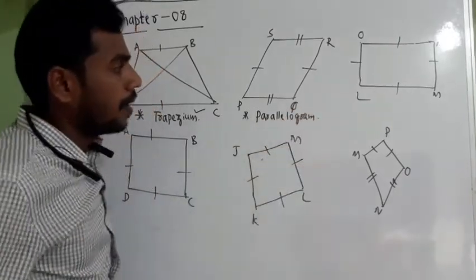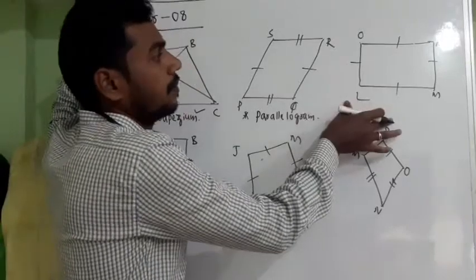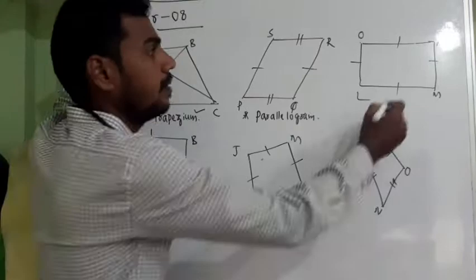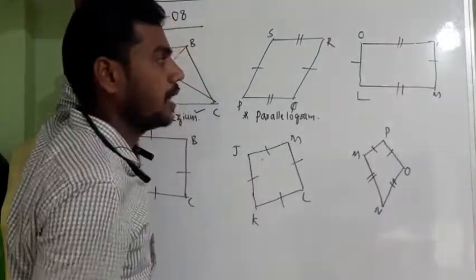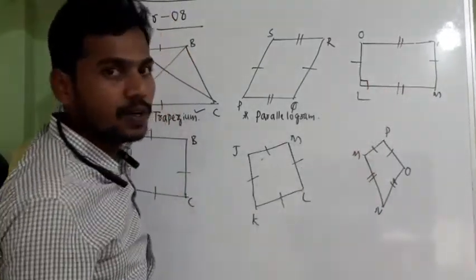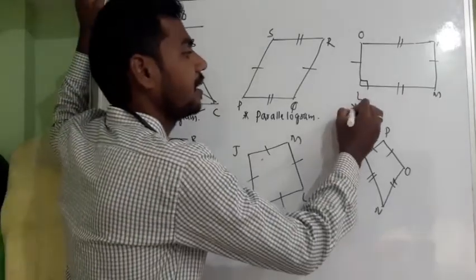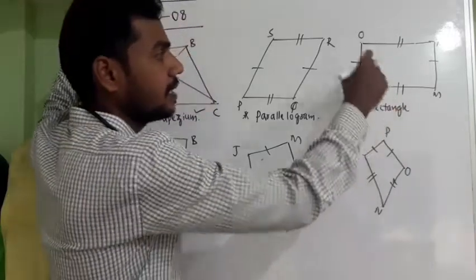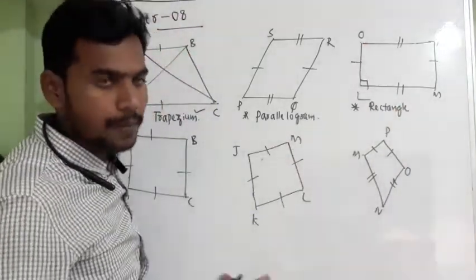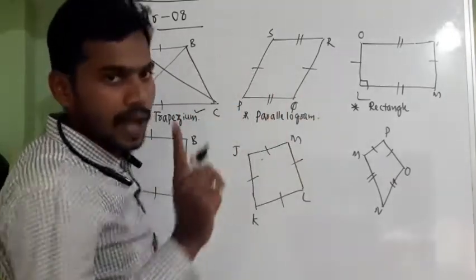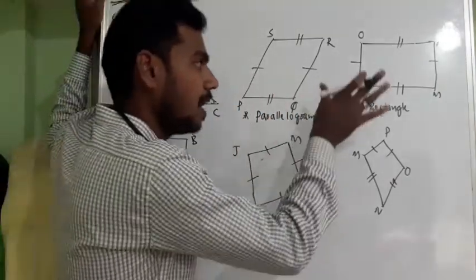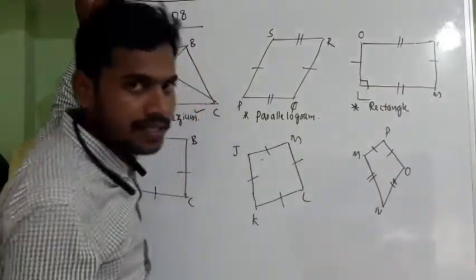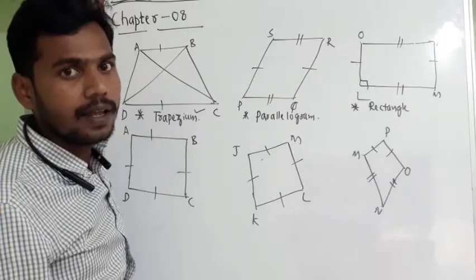Next, if in a parallelogram, two pairs of opposite sides are equal and one angle is equal to 90 degrees, we call it a rectangle. What is there in this? Pairs of opposite sides are equal, and one of the angles is equal to 90 degrees. Basically, it is a parallelogram wherein opposite sides are equal and one of the angles is 90 degrees. We call it a rectangle.